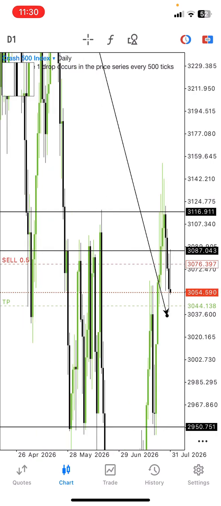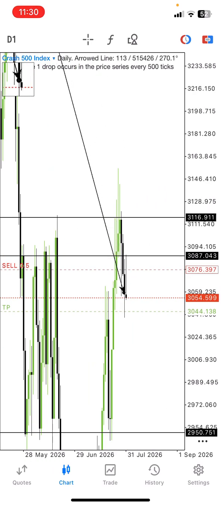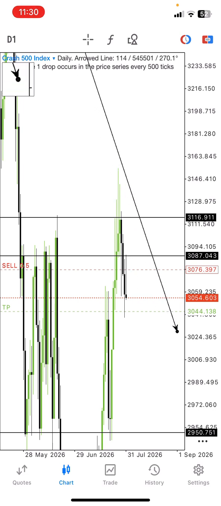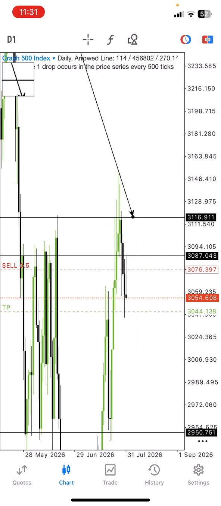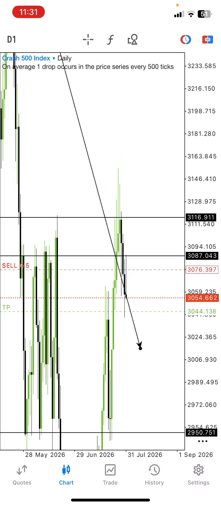All right, I think we just matched our TP1. So this will be the drop right there. Do you understand? This will be the drop. So it just took out liquidity into the fair value gap we have there, and the drop. So you can see we have many reasons why we should sell Crash 500.